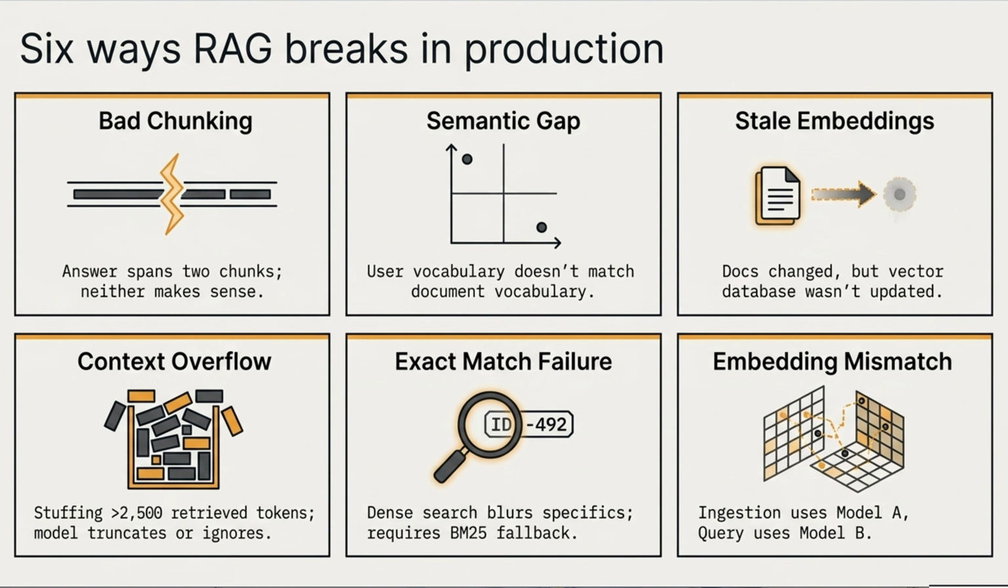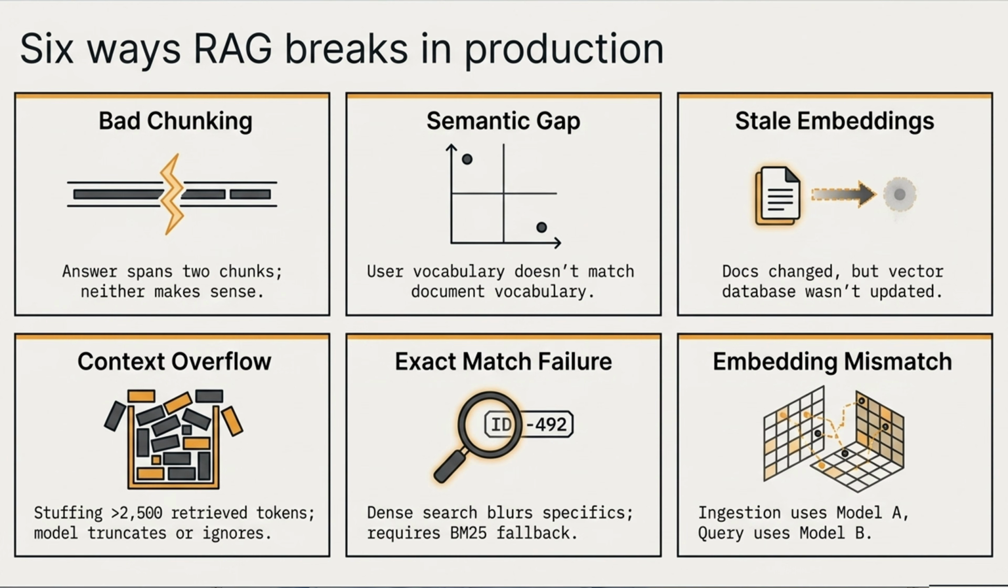Stale embeddings happen when you update your documents but forget to rerun the embedding pipeline. The vector database still has the old versions. The system retrieves outdated information and the LLM generates an answer based on data that is no longer accurate. Context overflow is when you try to pass too many chunks to the LLM. There is a sweet spot. Beyond about 2500 tokens of retrieved context, accuracy starts to drop.